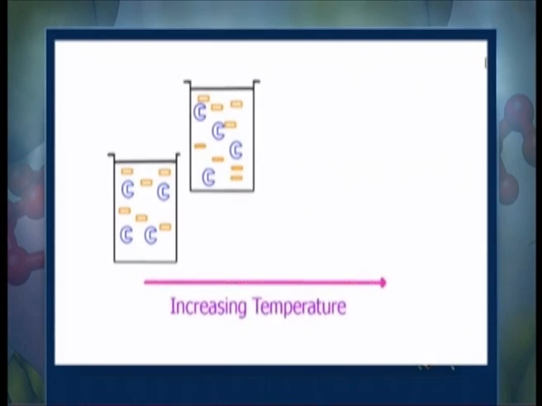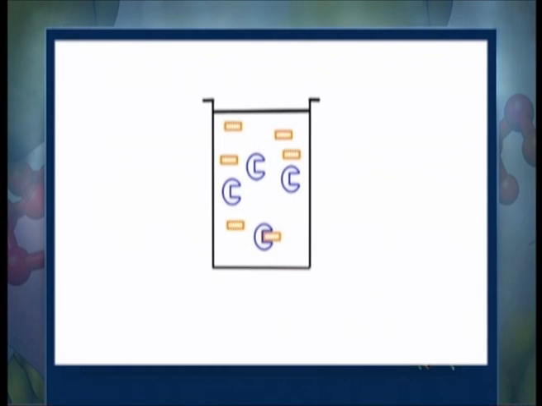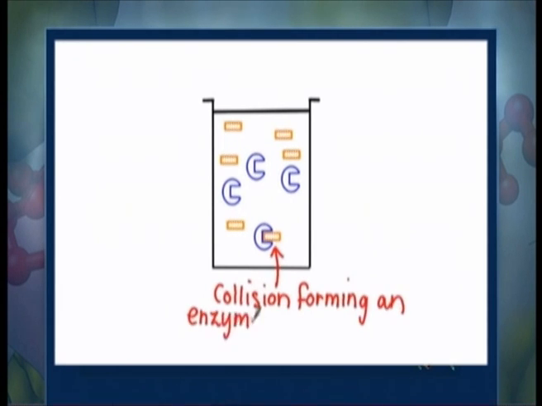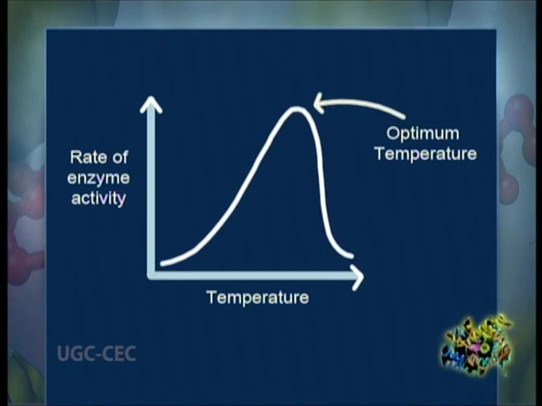Within limits, the rate of an enzyme catalyzed reaction increases with increase in temperature because the greater kinetic energy of both enzyme and substrate molecule ensures more frequent collisions. Thus, an enzyme catalyzed reaction achieves its maximum rate at an intermediate temperature called optimum temperature. The optimum temperature varies greatly from enzyme to enzyme and especially from organism to organism.